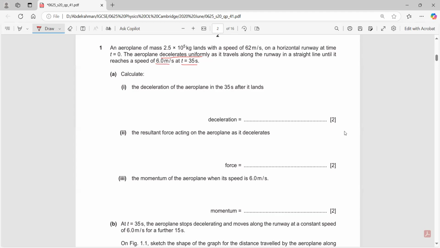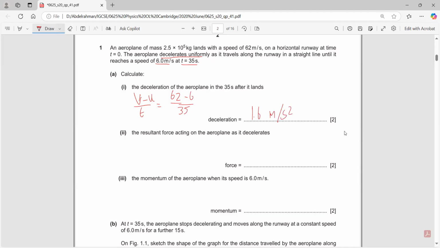Can I calculate the deceleration? Yes, definitely I can calculate the deceleration, which is basically v minus u over t. V minus u over t, which is 62 minus 6 over 35, which is exactly 1.6 meters per second squared. Yes, 1.6 meters per second squared.